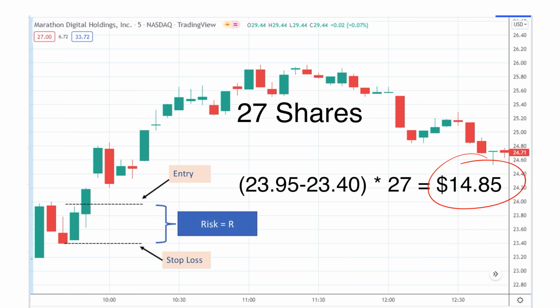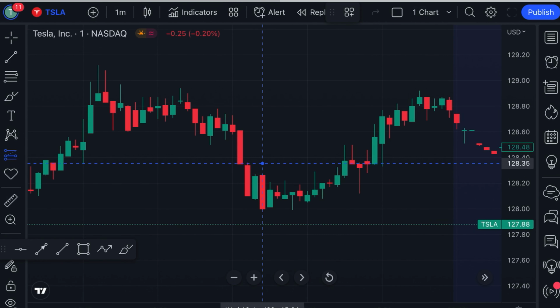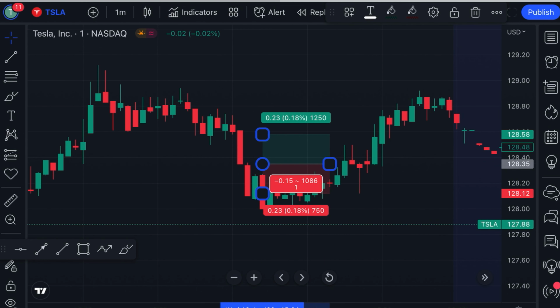If the trade goes in my favor, I take profits and can move my stop loss to break even. If the stock goes against me, then I get stopped out at a level of $23.40. It's so much more convenient to just have the stop loss built into your buy or sell process.